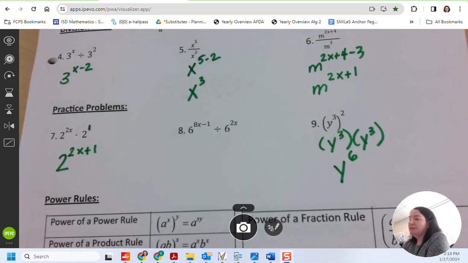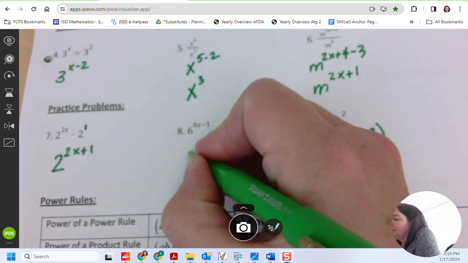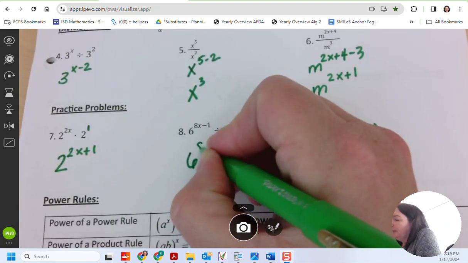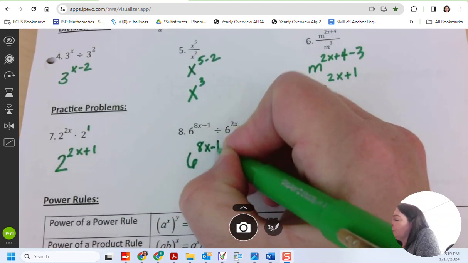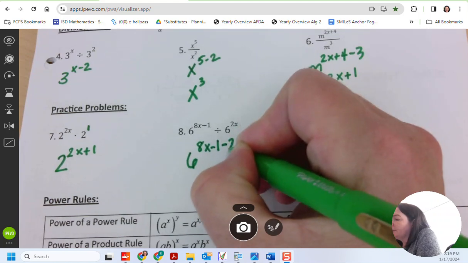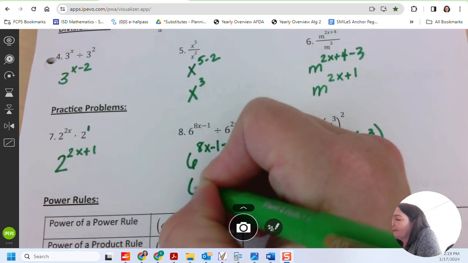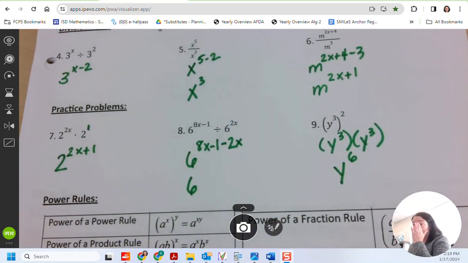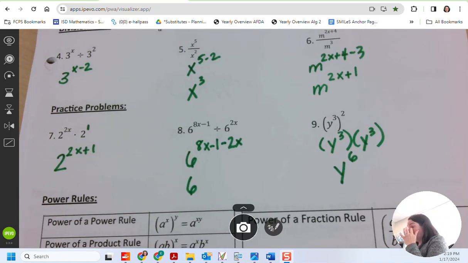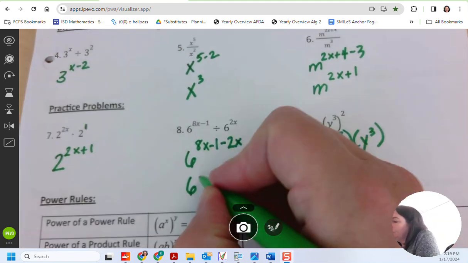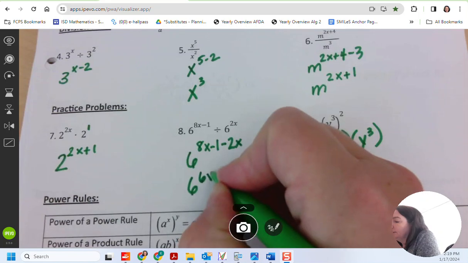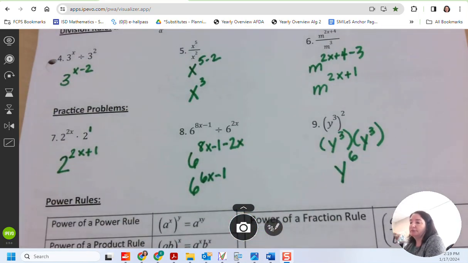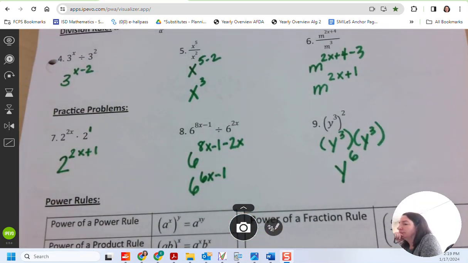All right, the next one is a division. So I'm going to have 6 as my base, 8x minus 1, and then you need to subtract the 2x. And then combining your like terms, I should have 6 to the 6x minus 1. Any questions on those practice problems?